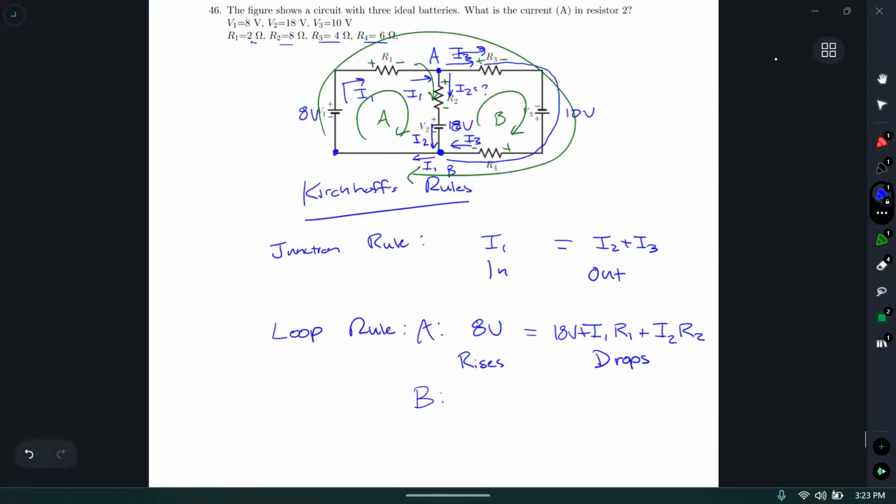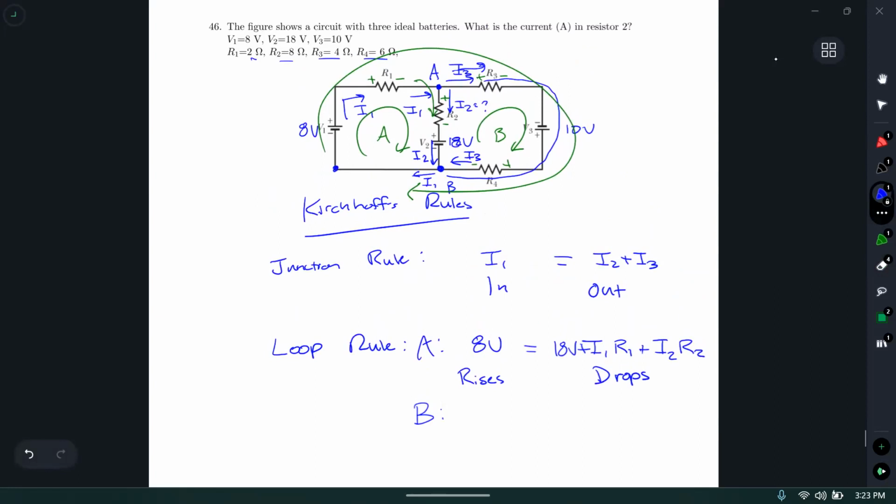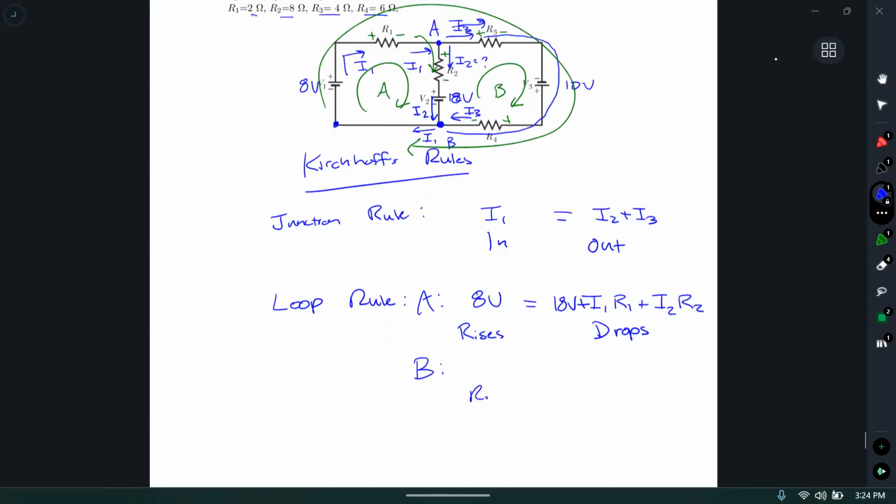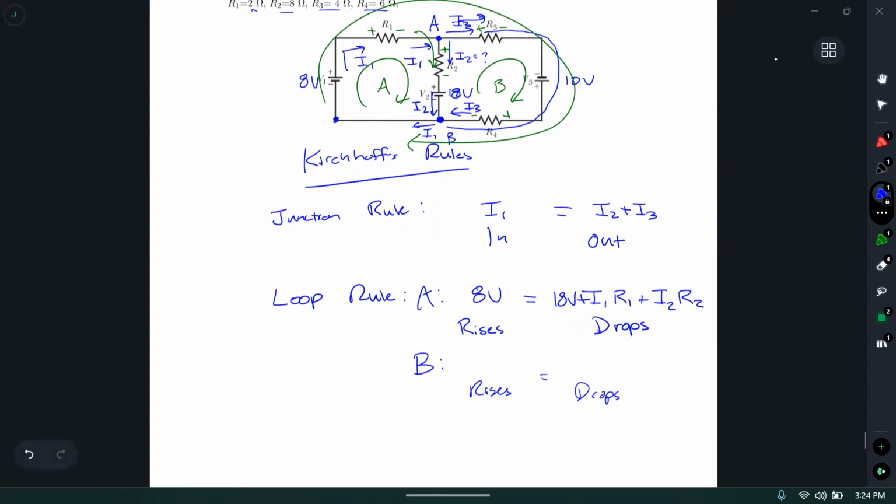For loop B, I do the same thing. I just start at some arbitrary point in the loop. Also, I start at the bottom left corner. No reason for that. Rises and drops. So rises, I first encounter battery V2. I go negative to positive, so I do call it a rise, 18 volts.